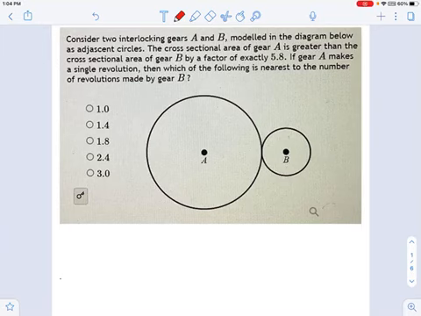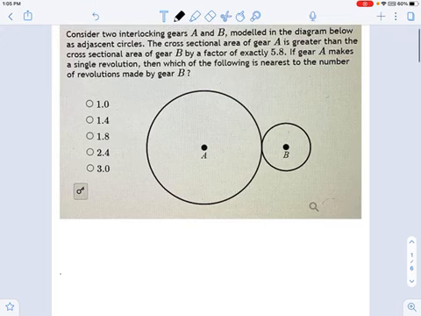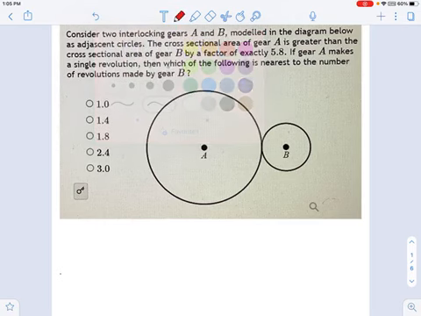I think one thing that's been usefully demonstrated over the last 40,000 years or so is that wheels are really useful. And in this example, we have two interlocking gears. And they're going to have teeth in there, so they hook together. But they're wheels, which means they're circles, which means we can make statements about the area of each circle and the radius of each circle. And that's what I want to focus on in this problem.